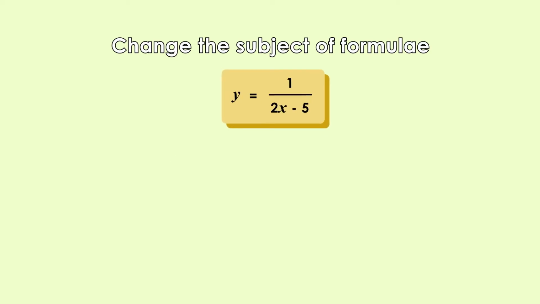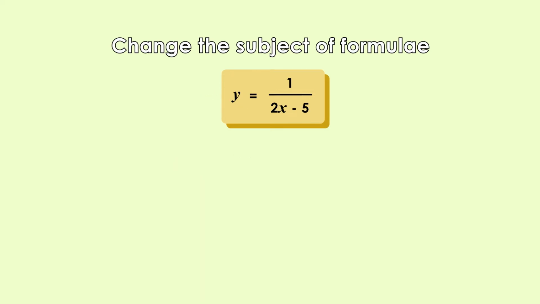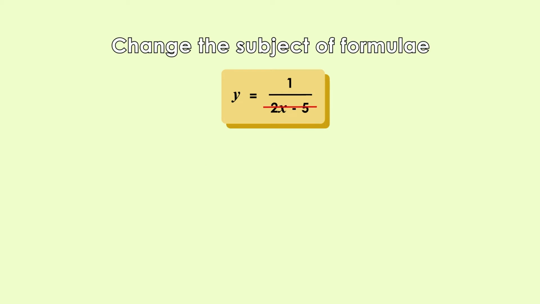y equals 1 over 2x minus 5. The subject of the formula is y. Can you change the subject of this formula to x? First, we need to multiply both sides of the equation by 2x minus 5. This will eliminate the denominator 2x minus 5.